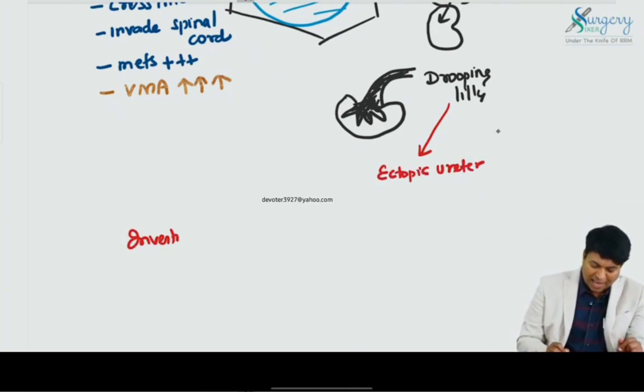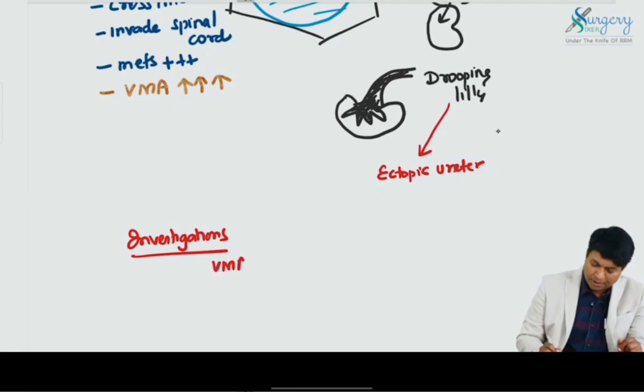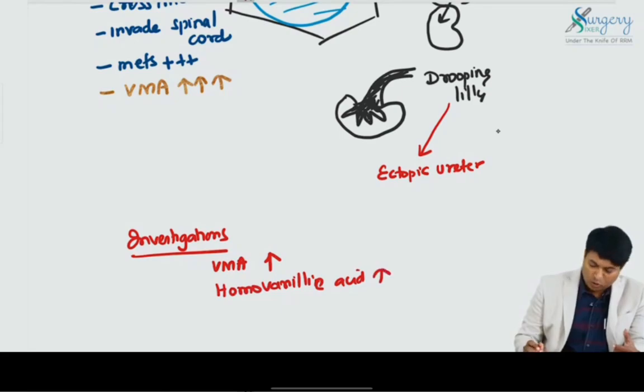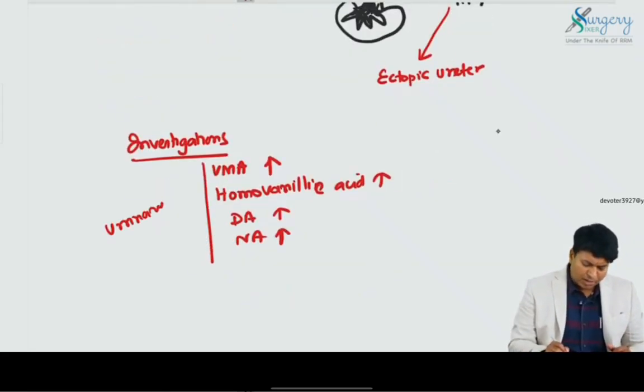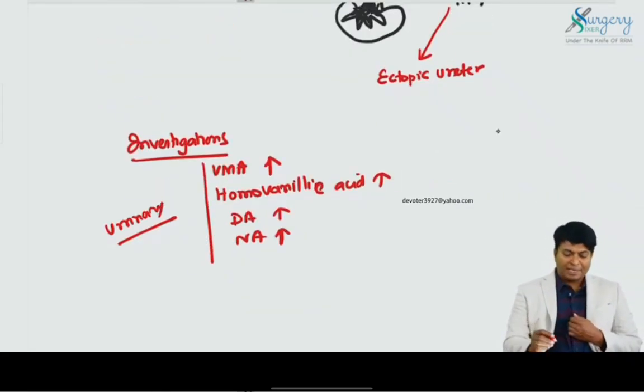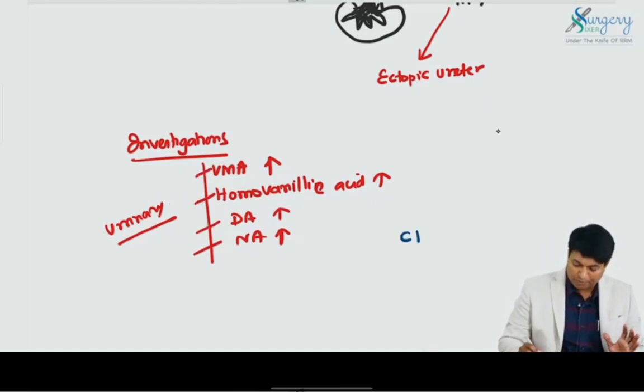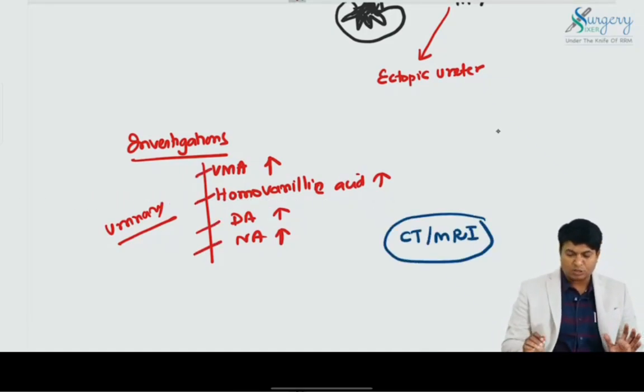On investigations, biochemical examination of the urine will show elevated VMA, vanillyl mandelic acid, and elevated homovanillic acid. Dopamine and noradrenaline will also be elevated. Accurate diagnosis is possible with the help of CT or MRI. We have to take biopsies.